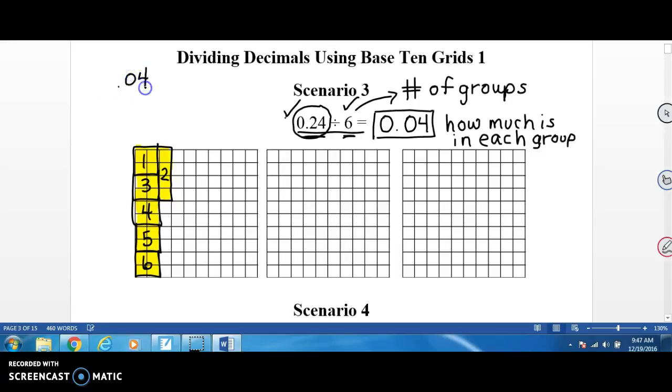If I have 4 hundredths times 6, and I multiply it without the decimal, what is 4 times 6? 24. And how many digits are to the right of the decimal? 2. So I'm going to have 2 digits to the right of the decimal in my answer, and it gives me the same number that I started with. Okay?